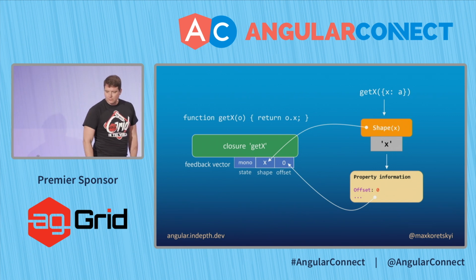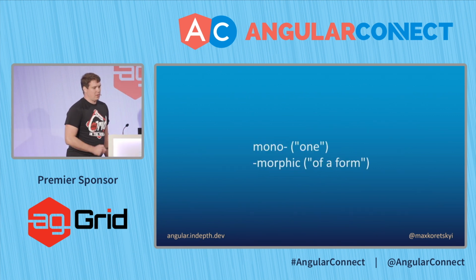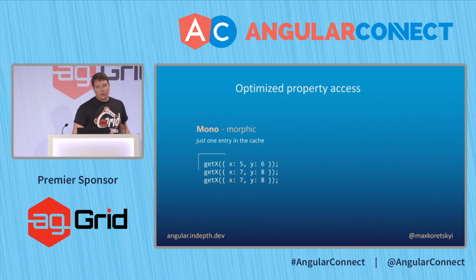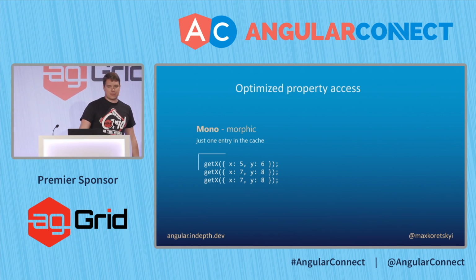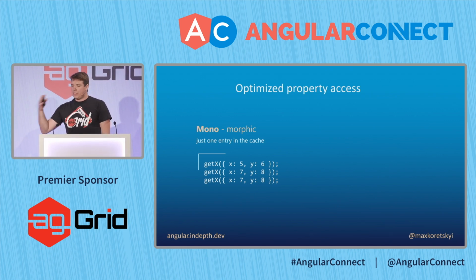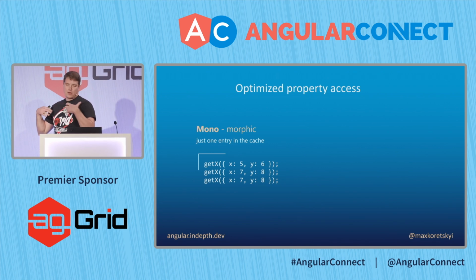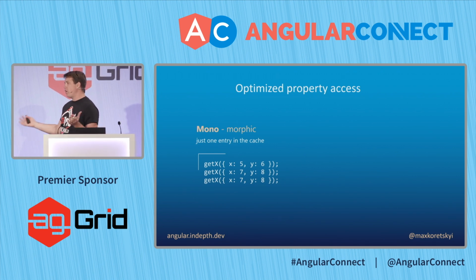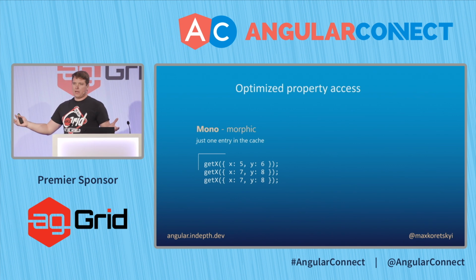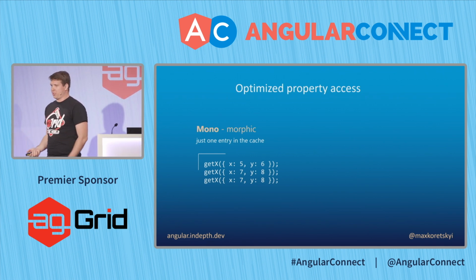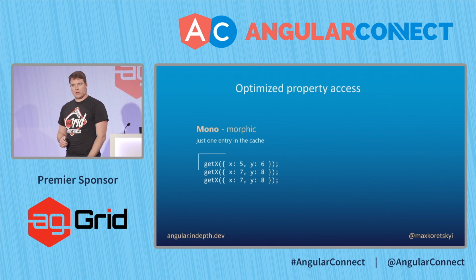Okay? Now, we've seen that. So we know now about monomorphic property access, and it means that there's only one entry in the cache. So here I'm calling the same function 3 times. I'm passing objects with different values, but they all have the same shape because the set of keys is the same. Now, what happens if you pass in another object, right, with a different shape?